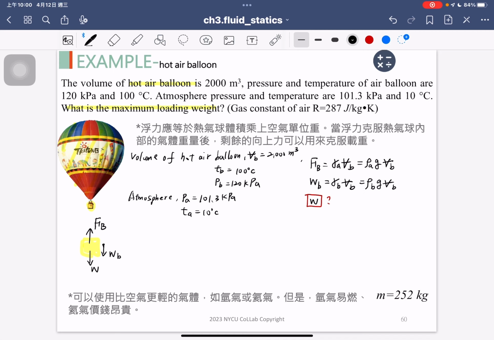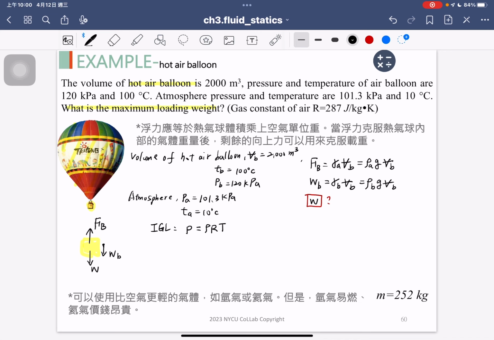So that's the idea. We can start from the ideal gas law. If you remember the ideal gas law, the IGL tells us the relationship that the pressure is equal to rho RT, right?